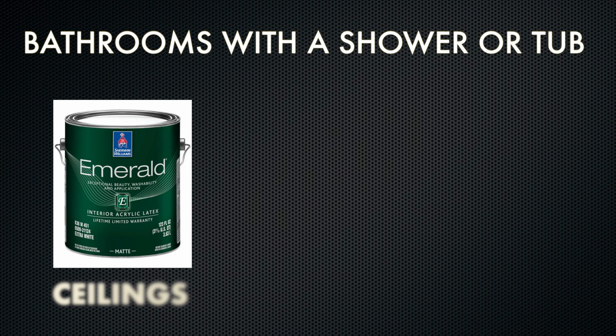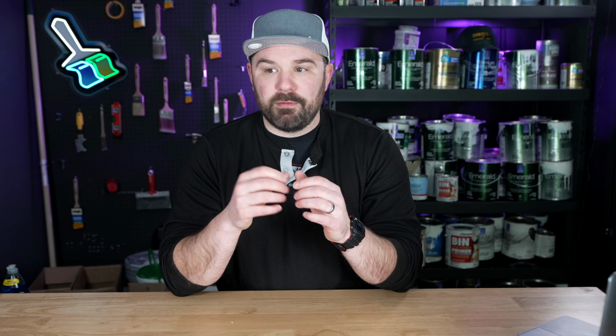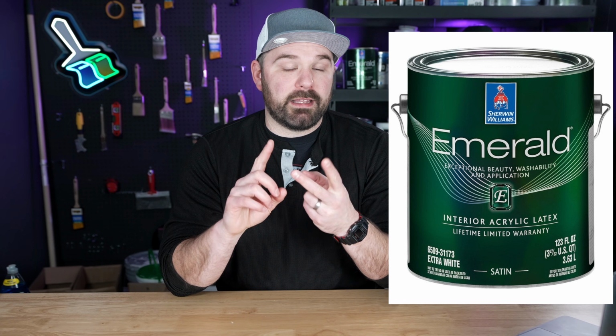So what we like using on the ceiling is Emerald Matte, as well as on the walls. And that product has moisture and mildew resistance built into it. It performs really well. If you are a little bit more worried about moisture in your bathroom, you can bump up to satin in Emerald, and that does really well. If you don't have a good exhaust fan and things like that, and you're a little bit more concerned there, I would bump up to the satin on the ceiling and the walls.